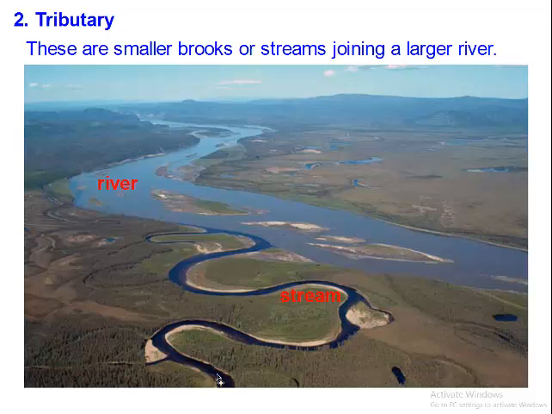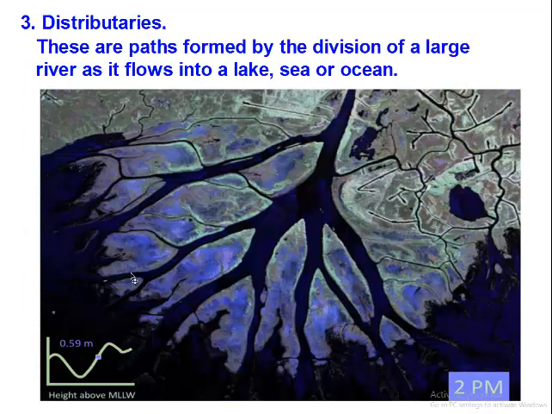So here you can see a brook or a stream here, and you can see a river here. Where the two meet, this stream, where it meets the river, becomes the tributary of the river. Then we also have these tributaries.